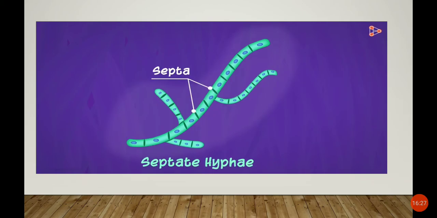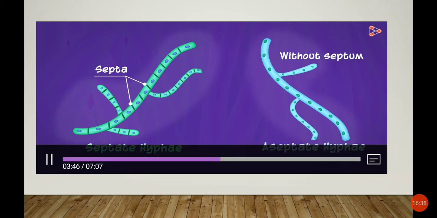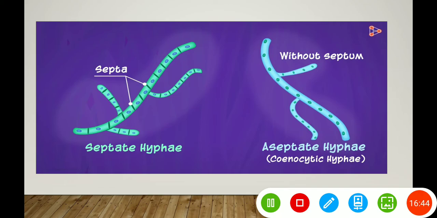Now can you guess the next type? They will be without the septum. In many fungi, you find no partitions in the hyphae. These are called as aseptate hyphae. Another name for such type is cenocytic hyphae. Now you may wonder as to why the structure of these hyphae is so important to us. What could be their possible function?